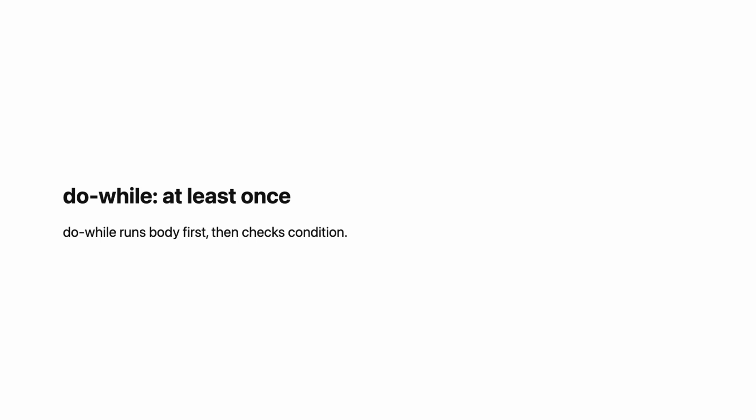Sometimes you need to exit a loop early or skip an iteration. Break exits the loop entirely. The loop stops. Execution continues after the loop. Continue skips the rest of the current iteration. The loop continues with the next iteration.